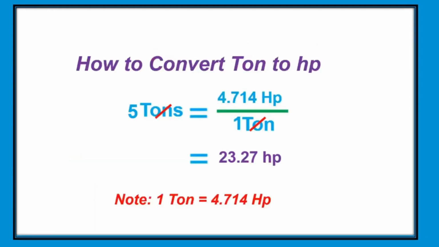Now let's proceed to conversion from tons to horsepower. Note, 1 ton is equal to 4.714 horsepower. For example, in this case, we have 5 tons times 4.714 horsepower divided by 1 ton. So we're going to cancel the tons. So the answer is 23.57 horsepower. This is equal to 5 tons.